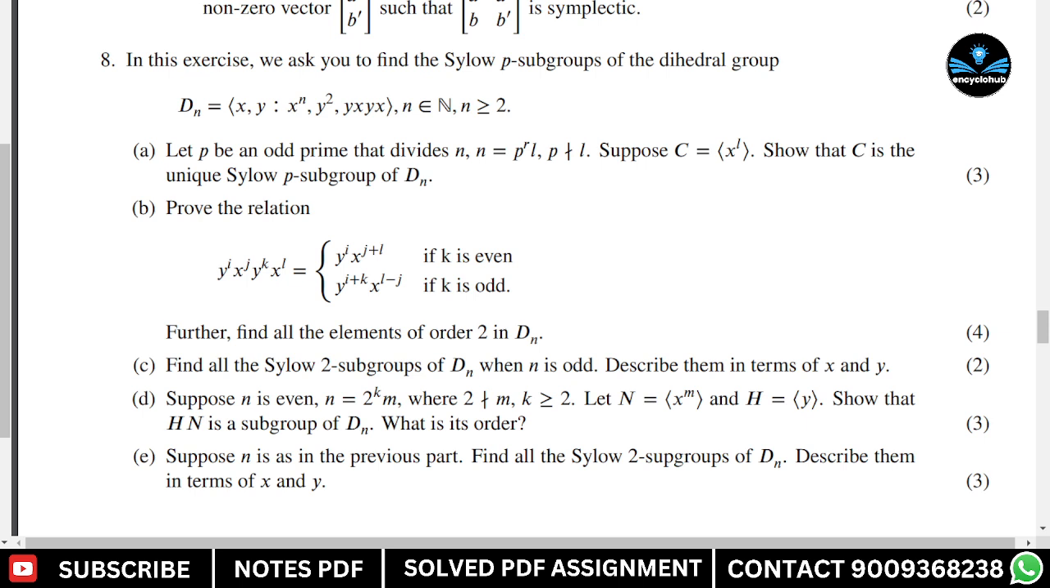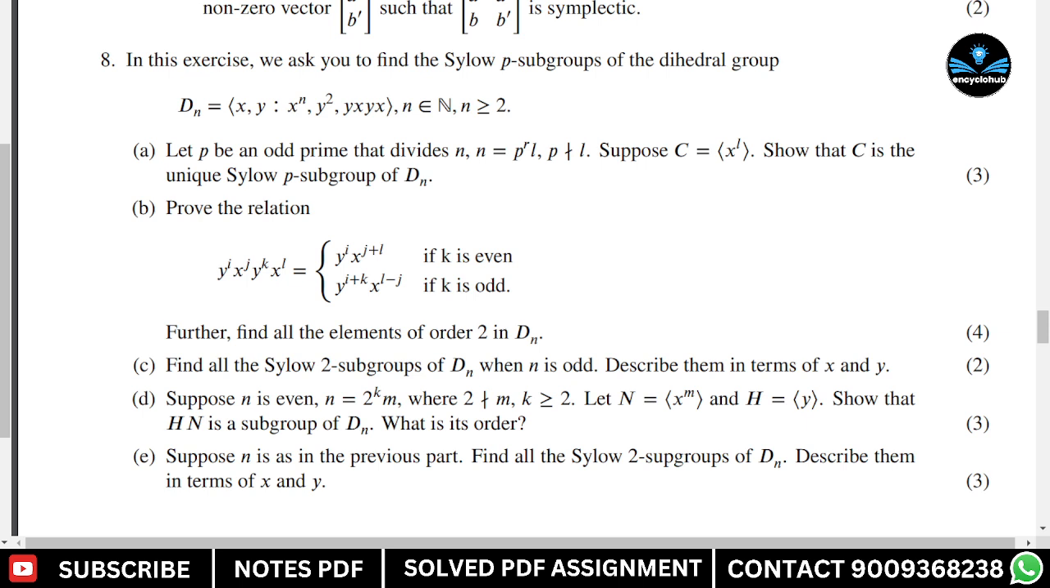Question number 8. In this exercise, we ask you to find the Sylow p-subgroups of the dihedral group. Let p be an odd prime that divides n equal to p to the power r. Show that C is the unique Sylow p-subgroup of Dn. Prove the relation. Further, find all the elements of order 2 in Dn.